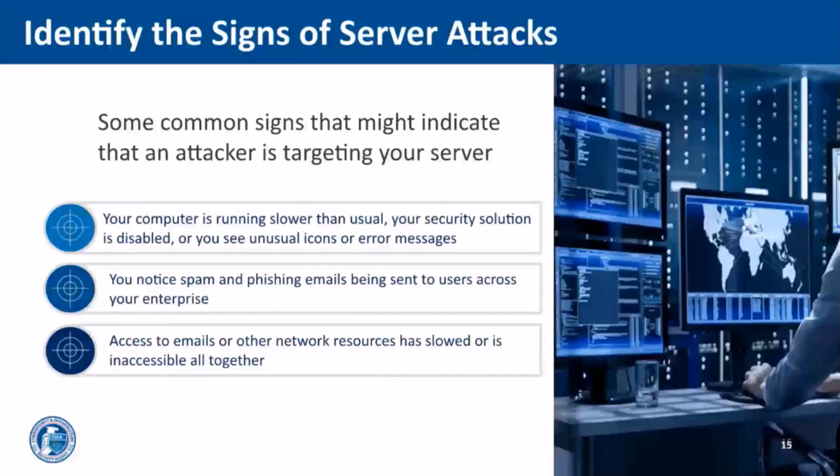You may also notice spam and phishing emails being sent to users across your enterprise. Spam emails can really disrupt user productivity, utilize IT resources, and be used as a distribution mechanism for malware. Phishing is the use of deceptive social engineering, which is meant to trick individuals into responding to the email and disclosing sensitive information. Slow or inaccessible emails or other network resources might also be an indicator.